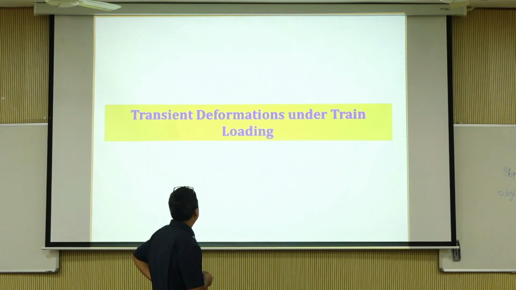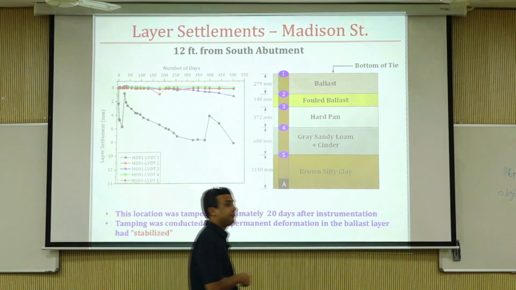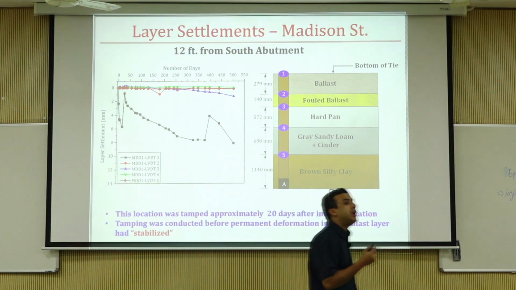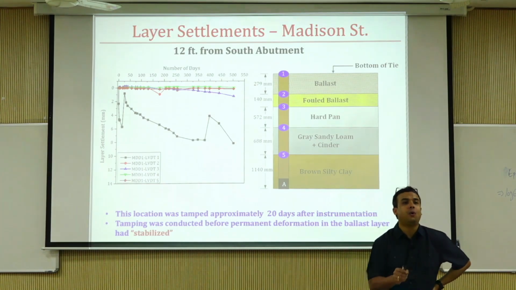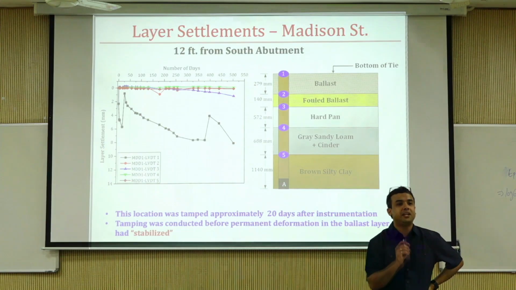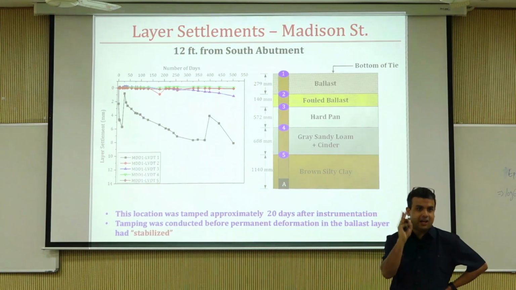So this is transient. Sorry, this is permanent. What about transient? Transient is basically, I don't call it elastic, I call it transient, because I don't know if the transient is 100% plastic happening there. What I'm measuring is transient, like alive.